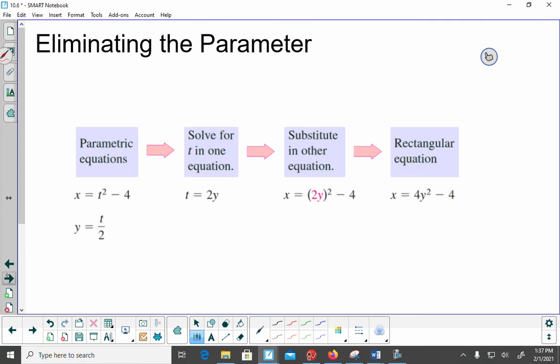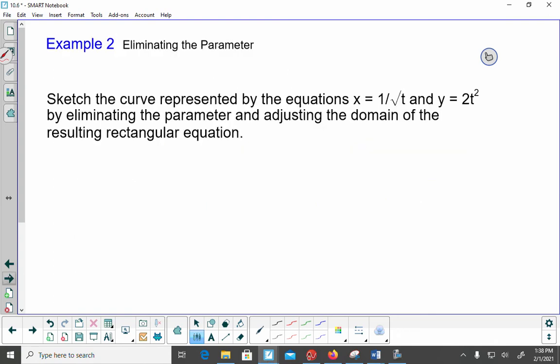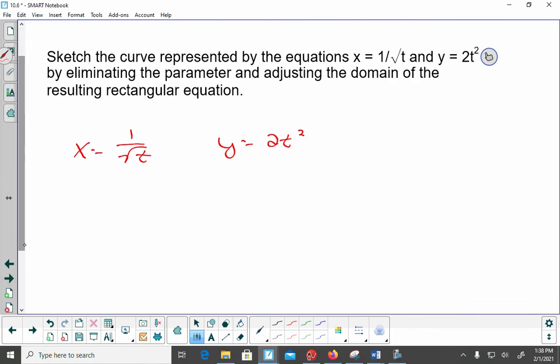So when I'm eliminating the parameter, I'm going to solve one equation for t, and then I'm going to substitute that t into the other equation so that I'm left with both x and y. So let's just do one. So it says sketch a curve represented by the equations x is equal to 1 over the square root of t and y is equal to 2t squared by eliminating the parameter and adjusting the domain of the resulting rectangular equation. So I'm going to solve one of these for t.